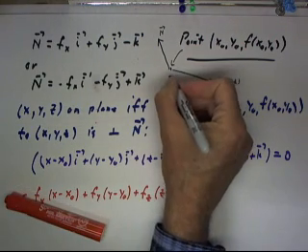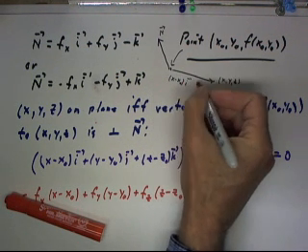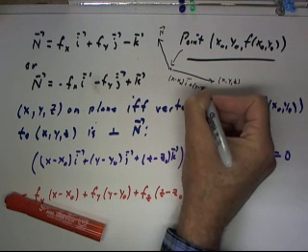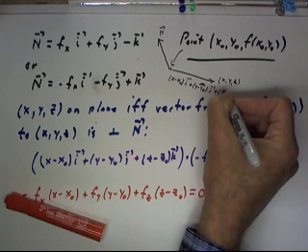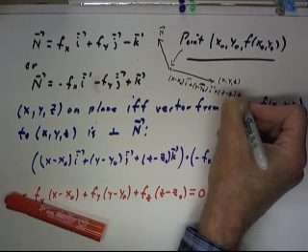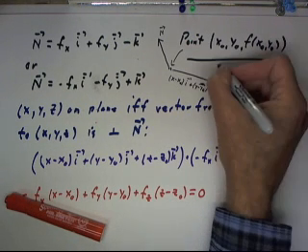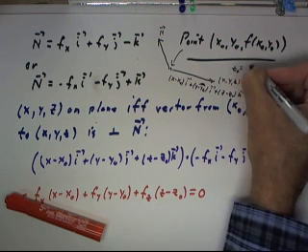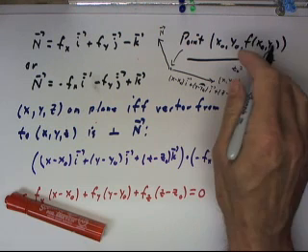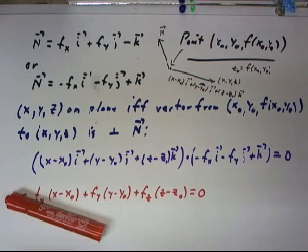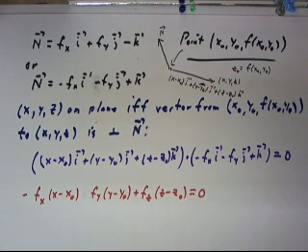This vector is just x minus x naught i plus y minus y naught j plus z minus z naught k, where I've used z naught instead of f of x naught, y naught. Just using this notation for convenience, we'll fix that in a moment. I just noticed an error down here. We'll get to that in a minute.